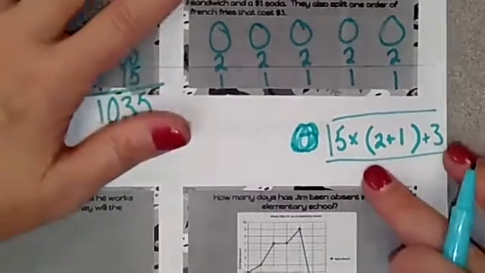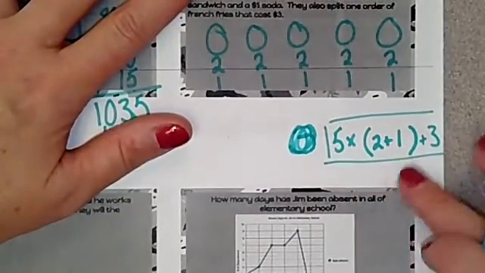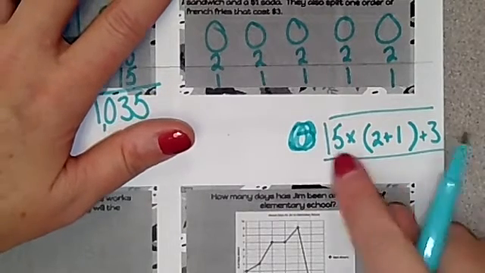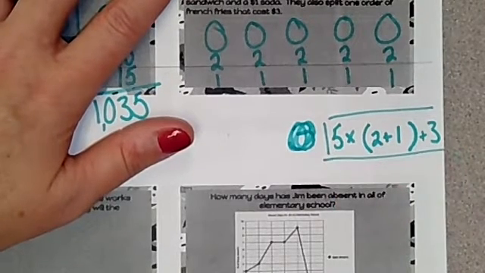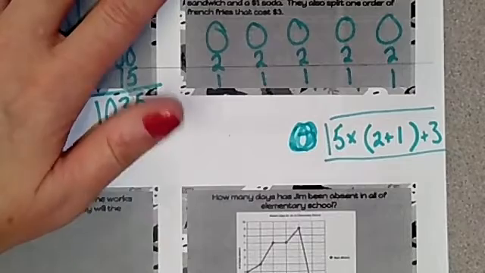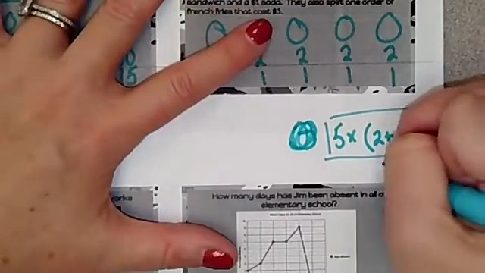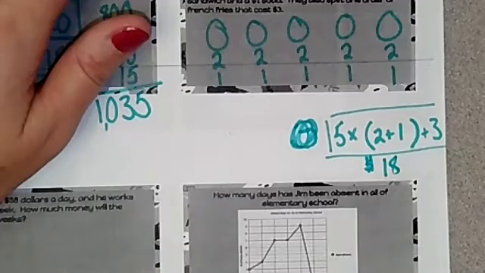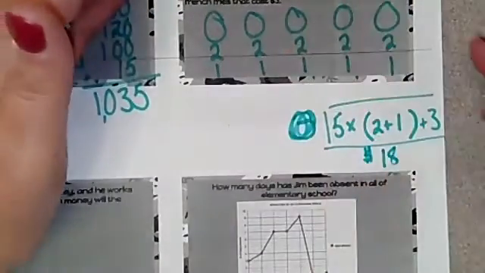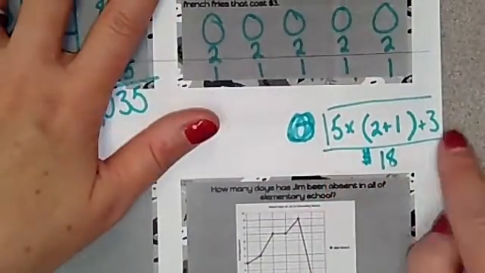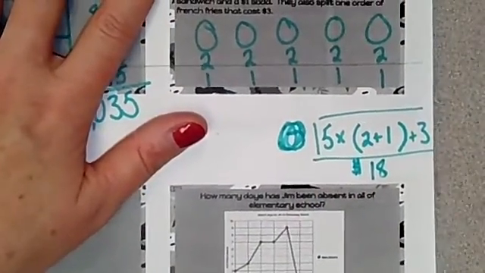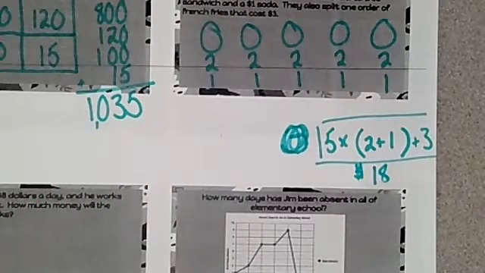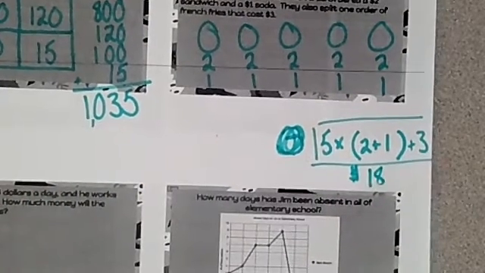5 times (2 plus 1) plus 3. That is a 5. What would you get? It costs $18 for them all to go out to dinner, because every kid is $3 times 5, and then they split the fries, so you just have to add 3 to the end. Anything hard so far? No.